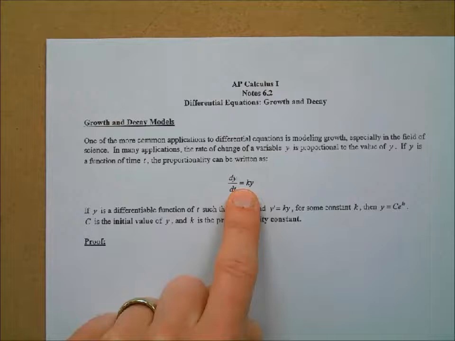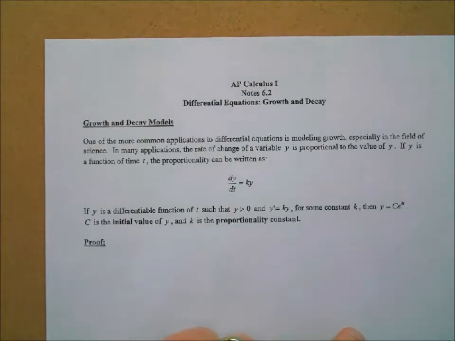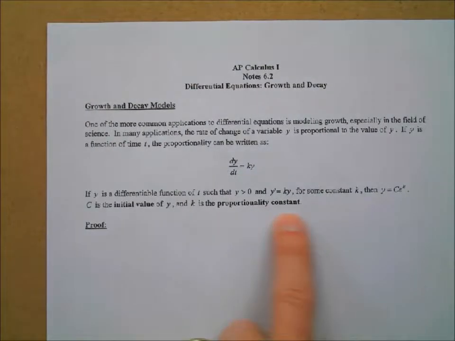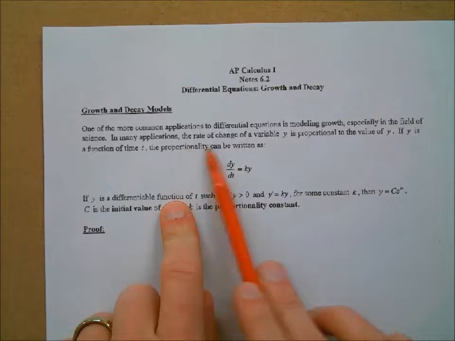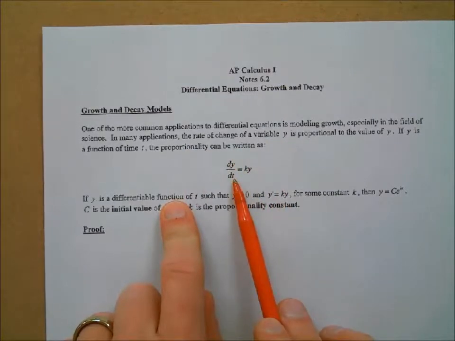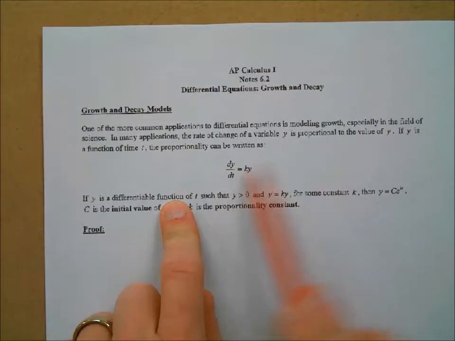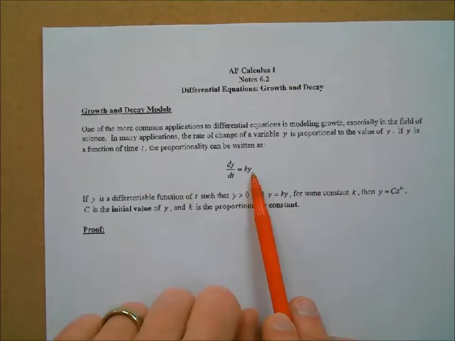Also known as the constant of proportionality. K is the proportionality constant. So again, this is just directly from this relationship right here: the rate of change of a variable y, dy/dt, is proportional to the value of y, k times y. That's it.